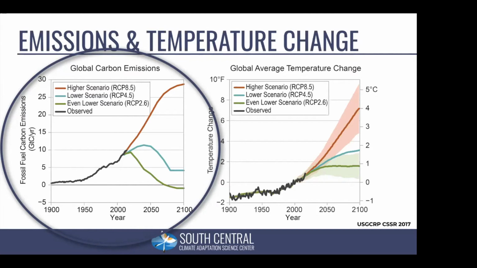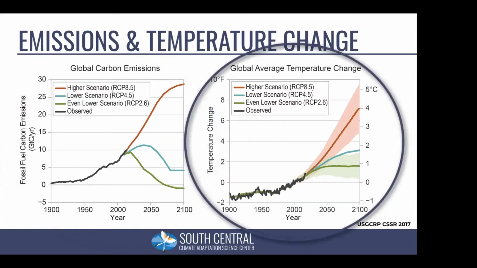RCP 4.5 represents a stabilization and reduction of emissions around 2100 using a variety of technologies and strategies. RCP 2.6 is a peak and decline scenario where greenhouse gas emissions are reduced significantly by the next decade and beyond. We plug each scenario into the 20+ global climate models, and they do their months and months of calculations. And then we analyze the changes in those climate variables over time.